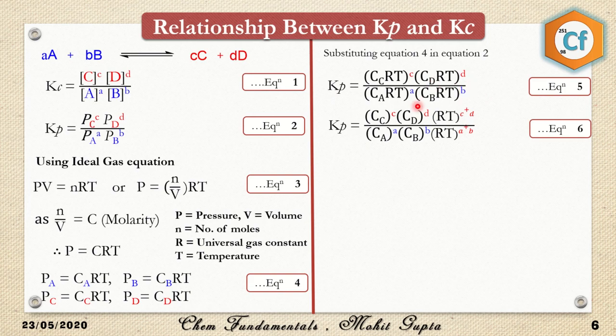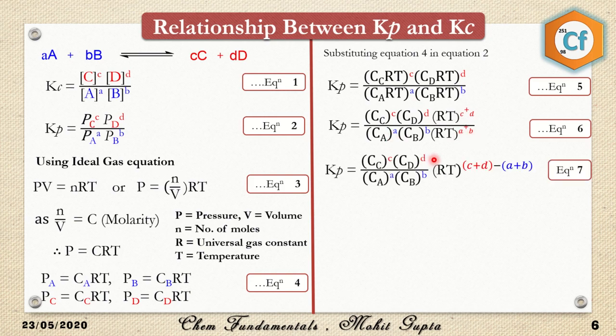Since RT is common everywhere, I can remove the RT and put it here. Now I can write it down like C plus D, and same in denominator RT raised to power A plus B. Now on further rearranging, I can write it down CC raised to power C, CD raised to power D. This is all same, and RT to the power C plus D minus A plus B, because it is in the denominator. When it comes upside, it will be in negative. So this is your equation 7.